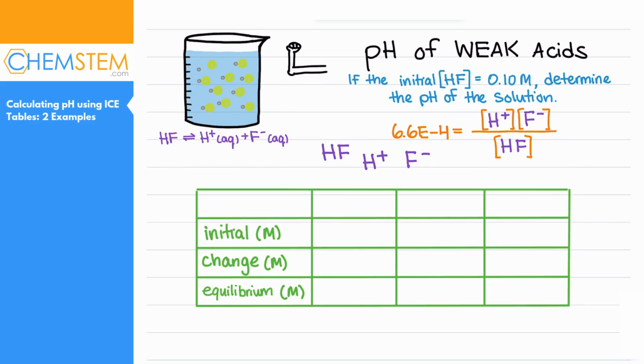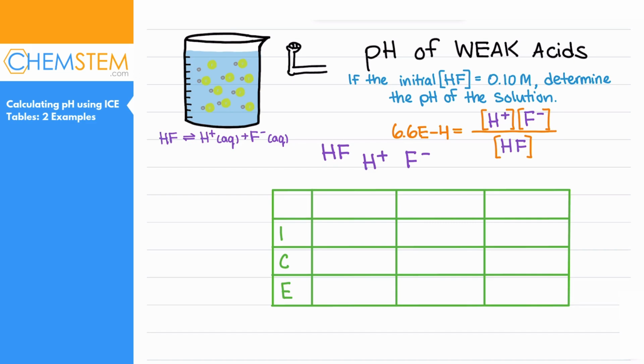When you set up an ICE table, you put initial, change, and equilibrium here. You can also put them across the top, but I think it's more common to put them down the side, because the top is for something else. I'm going to save some space by just putting I, C, and E, which is why it's called an ICE table, sometimes called a RICE table because the reaction can go up here too.